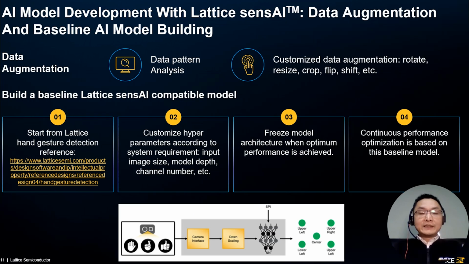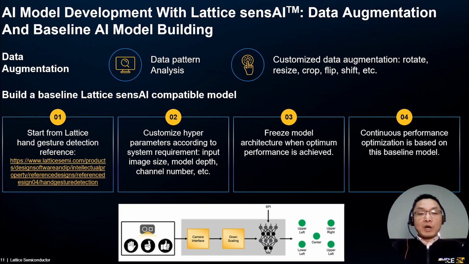After the feasibility analysis is done, we started the work of AI-based model development with the SenseAI toolchain. There are 2 major steps for this work. The first step is to design some effective data augmentation methods after analyzing the specific data pattern. Then, we introduced some customized data augmentation methods such as the rotation, resize, crop, flip, and so on.